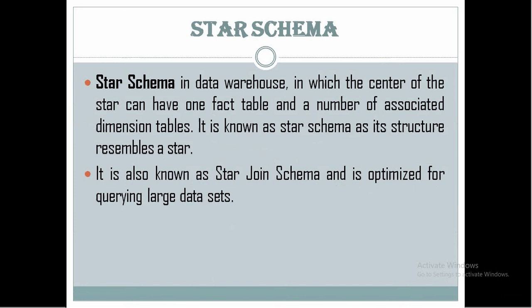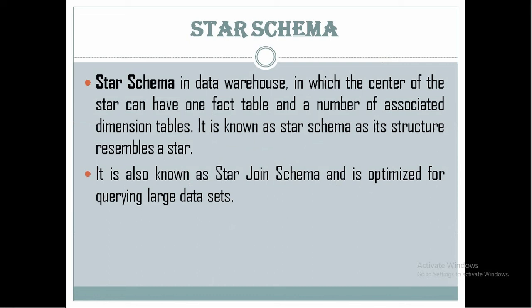There are mainly two types of data warehouse schema. These are star schema and snowflake schema. Star schema: the diagram resembles a star with points radiating from a center. The center of the star consists of the fact table and the points of the star are dimension tables. A star schema in a data warehouse has one fact table at the center and a number of associated dimension tables. It is known as star schema as its structure resembles a star.